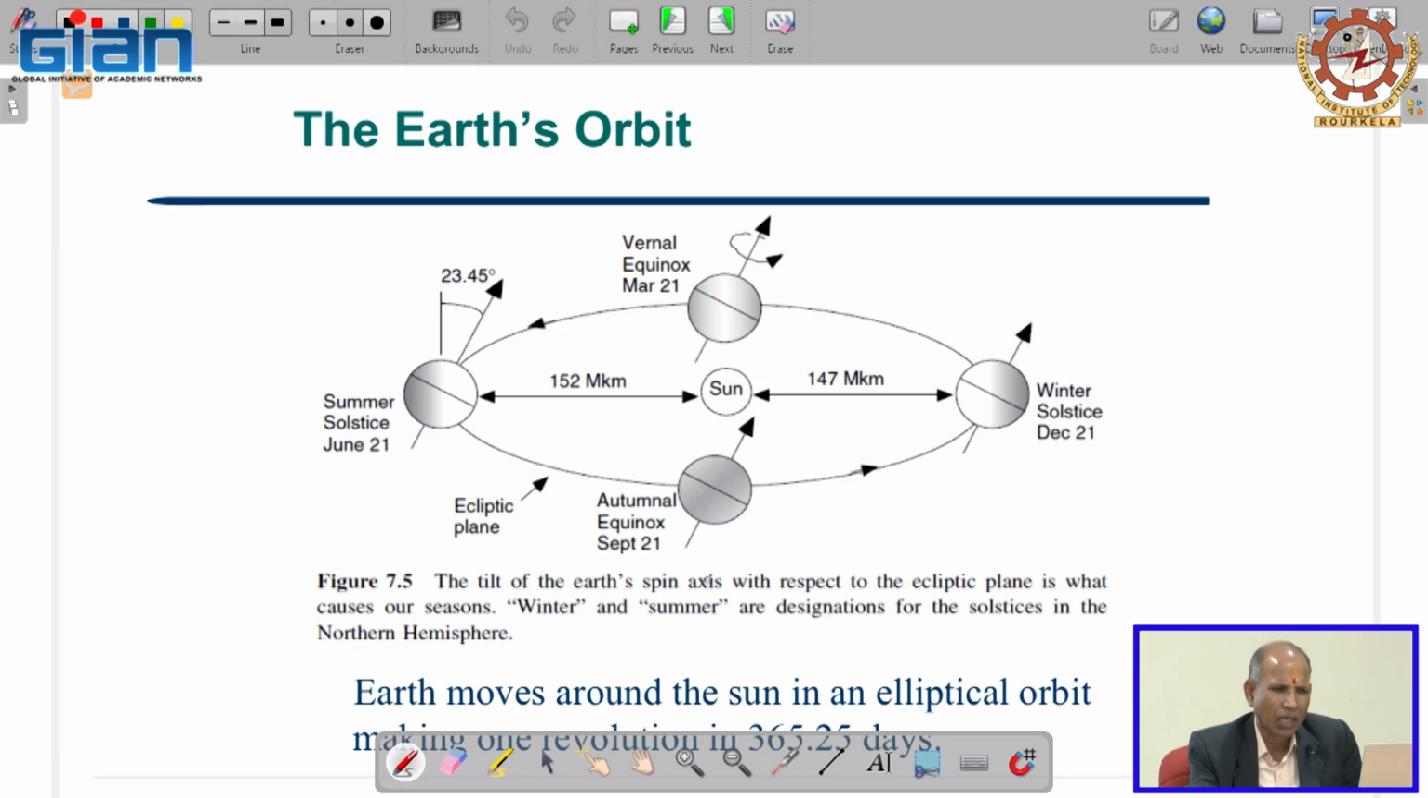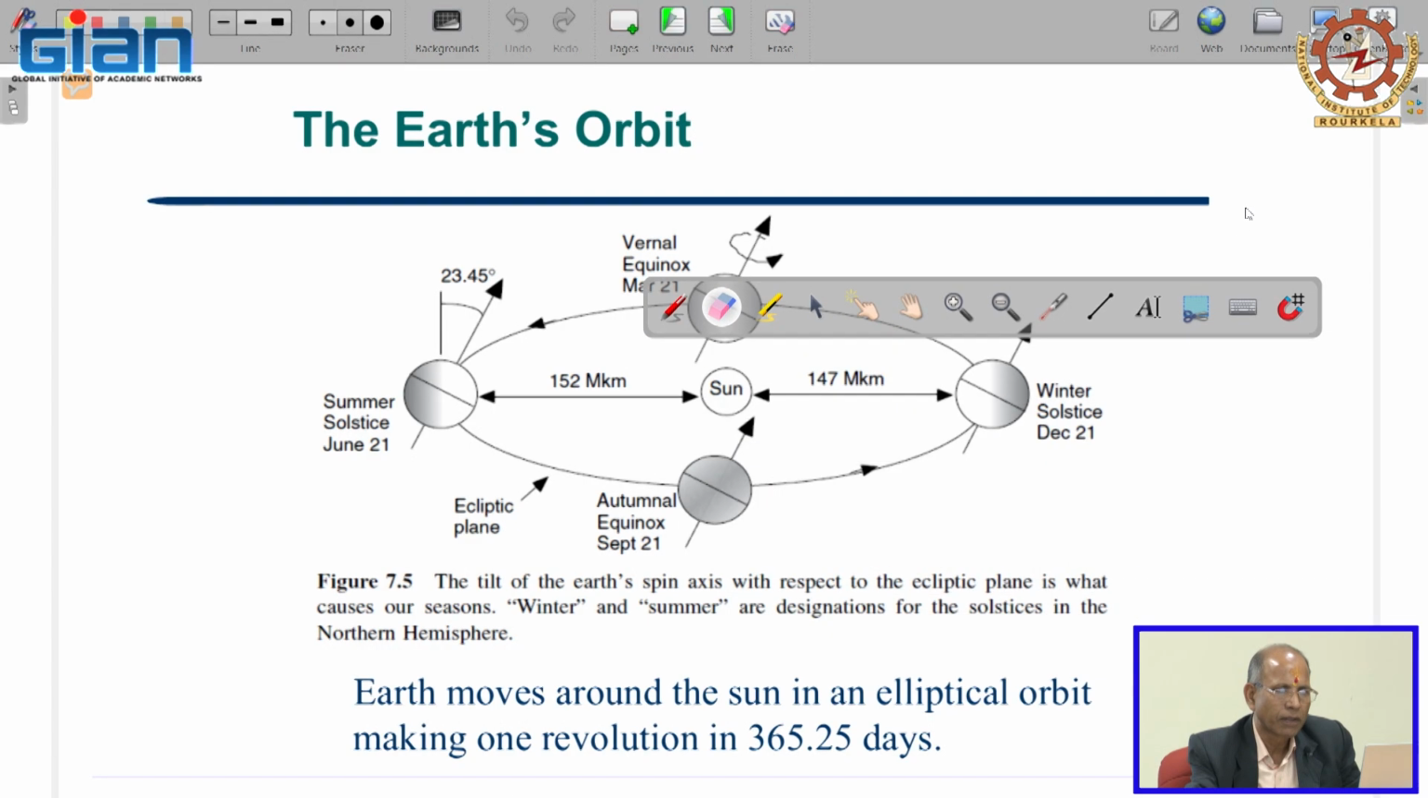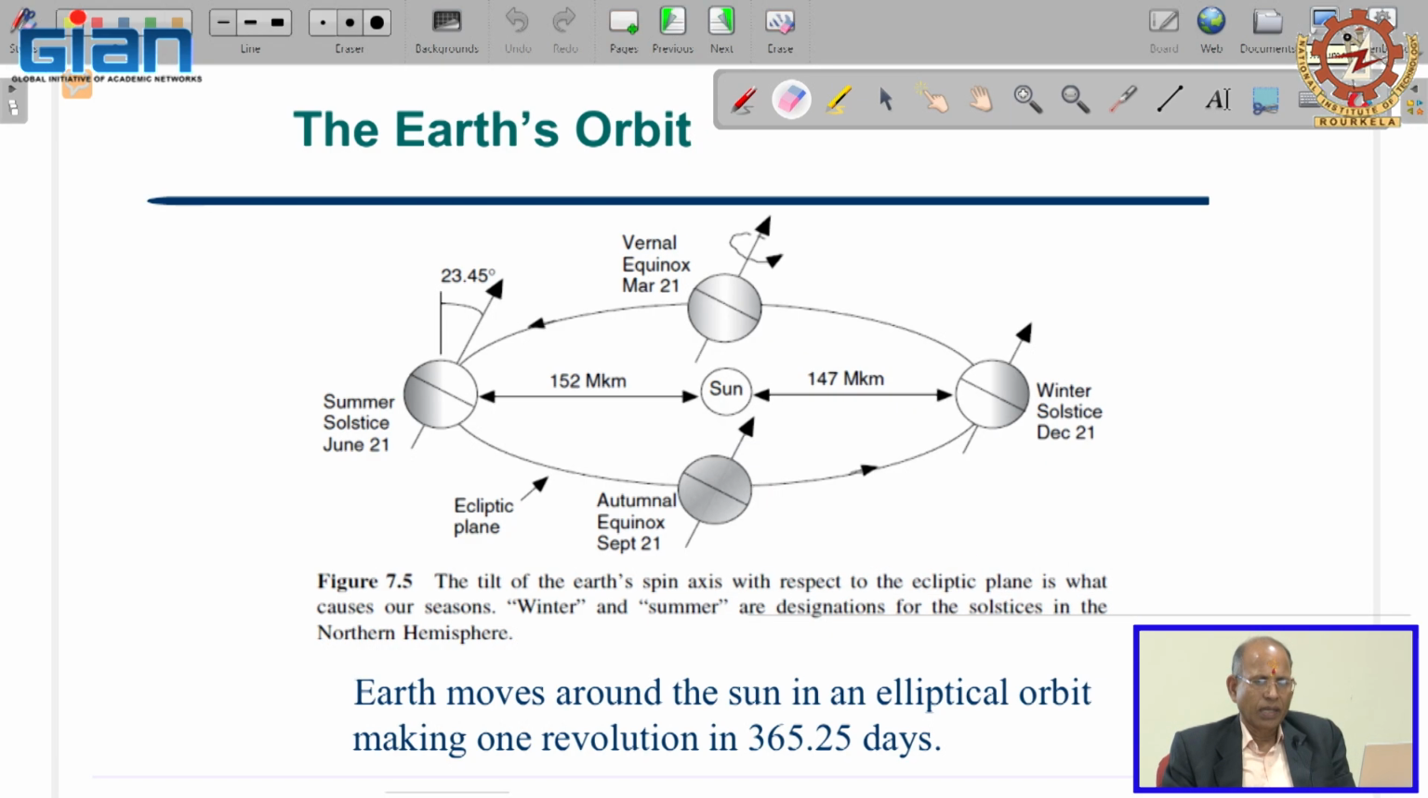So here the tilt of the Earth's spin axis with respect to the ecliptic plane is what causes the seasons. As you know how we have the different seasons, it is because of that. So Earth moves around the sun in an elliptical orbit, making one revolution in around 365 days.